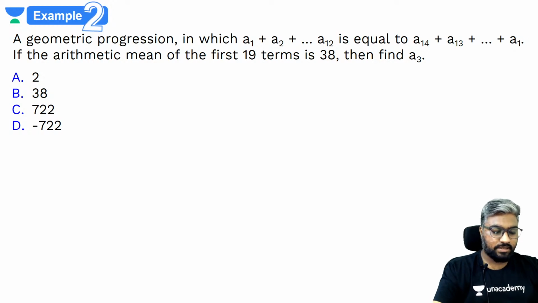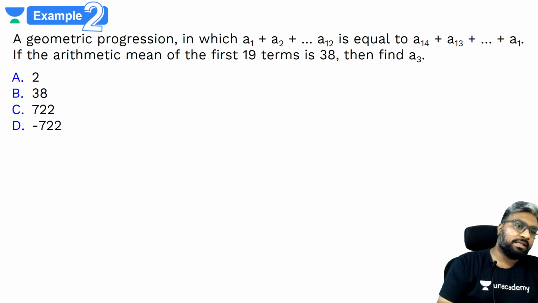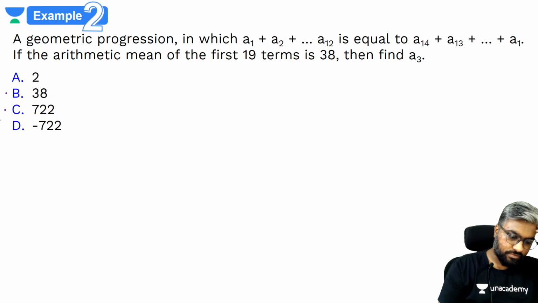All right, answers. Sahil is saying B, 38. Shreyashi is saying 722. Others?